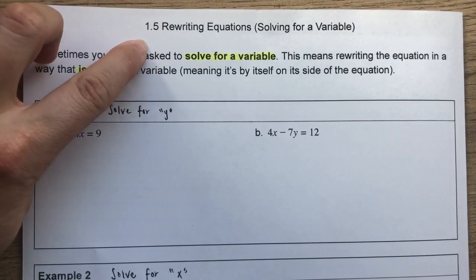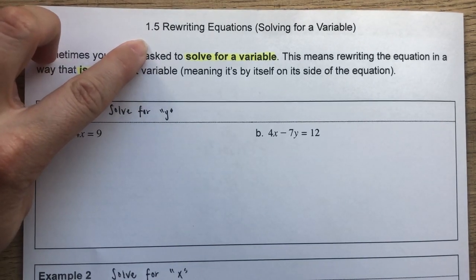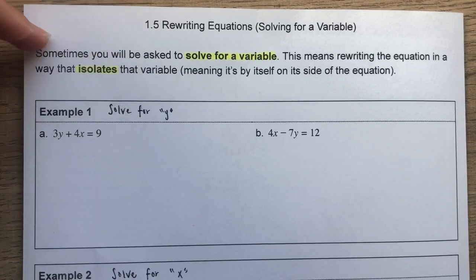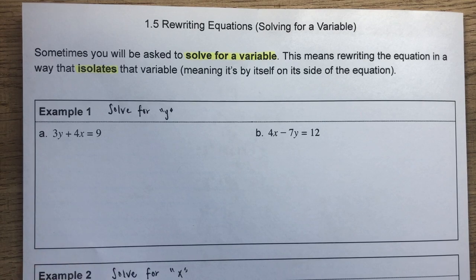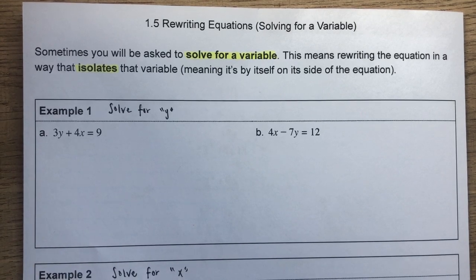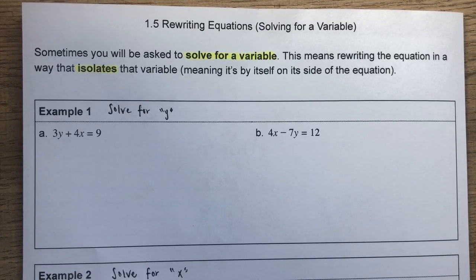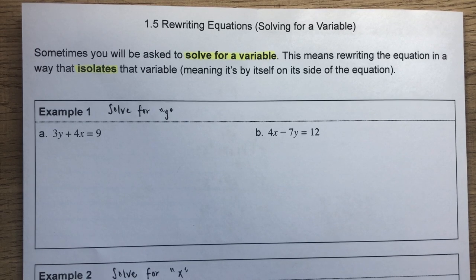So the next topic we're going to talk about is rewriting equations, which is section 1.5 in the textbook. Sometimes you'll be asked to solve for a variable, and that just means rewriting the equation in a way that isolates that variable. Basically, that means it's on one side of the equal sign by itself. So we're moving everything away from that variable that we're solving for.